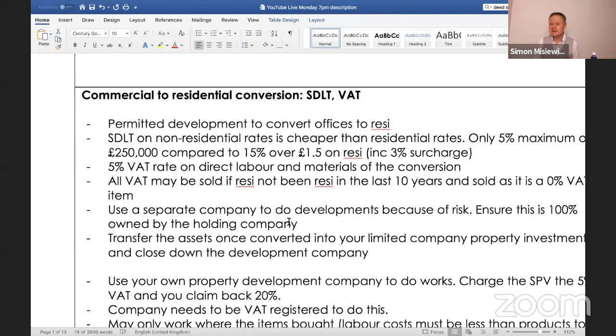One, it's easier to buy commercial property. There's not so many competitors going after that property. The tax on SDLT is much less, as it is with the VAT as well.